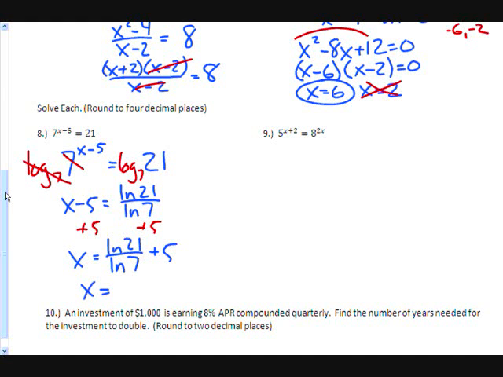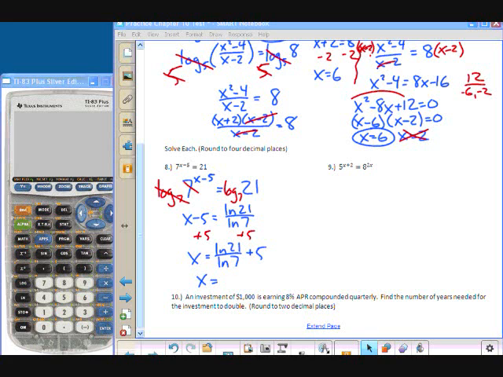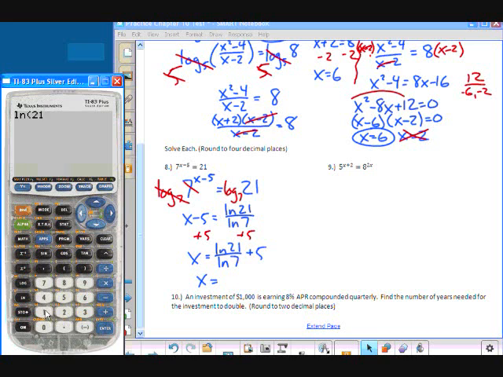So again, be careful as you plug this in. Let me plug it into my calculator. I've got the natural log of 21 divided by the natural log of 7. And if it makes you feel more comfortable, I like to take care of order of operations myself. I'm going to hit enter. So now I've done the division. Now I'm going to add the 5.